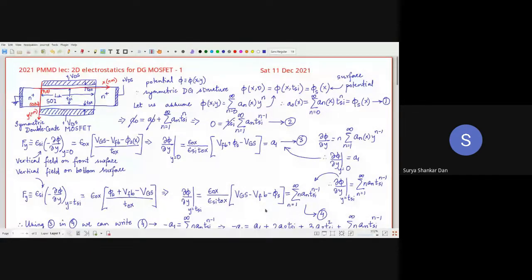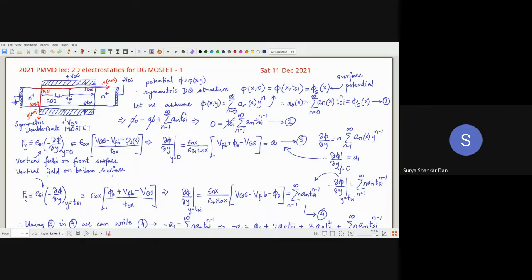Today we are going to complete the 2D electrostatics for the FDSOI double gate MOSFET structure, which is the current technology node, state of the art. So before we begin with today's lecture, let us recap a little bit about what we have completed in our previous lecture, so that we can carry forward.